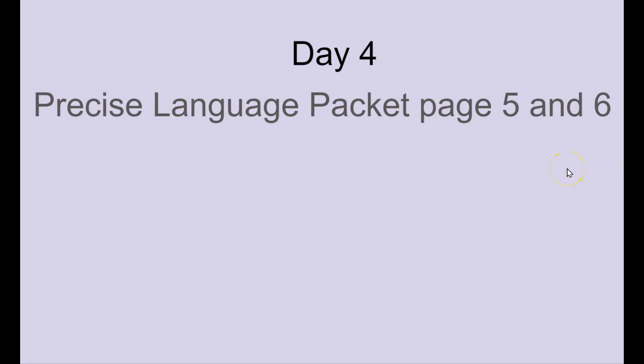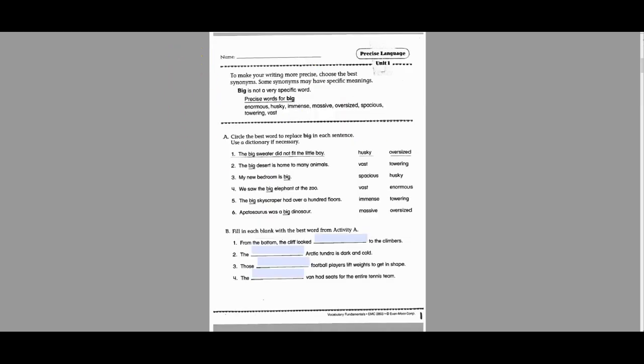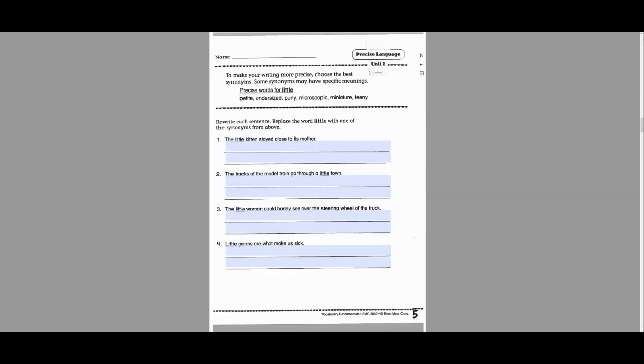All right, so on day 4 on our precise language, we're going to work on pages 5 and 6 together, okay? So open the packet to page 5 and 6. So we're going to do 5 and 6 together. All right, so here's the precise language packet. Go to page 5. Here it is.